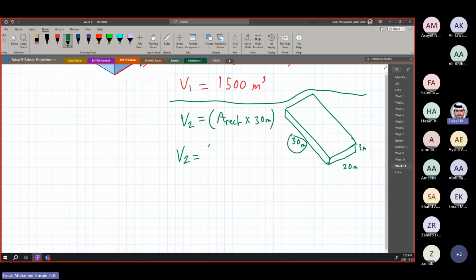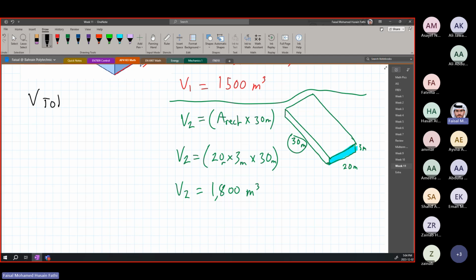V2 is equal to the area of this rectangle. The area of this is equal to 20 times 3 times 30. V2, this is all in meters. V2 is going to be equal to, plug it all in the calculator, 20 times 3 times 30, 1,800 meters squared, meters cubed, sorry. Talking about volume. Done. What is the final step?